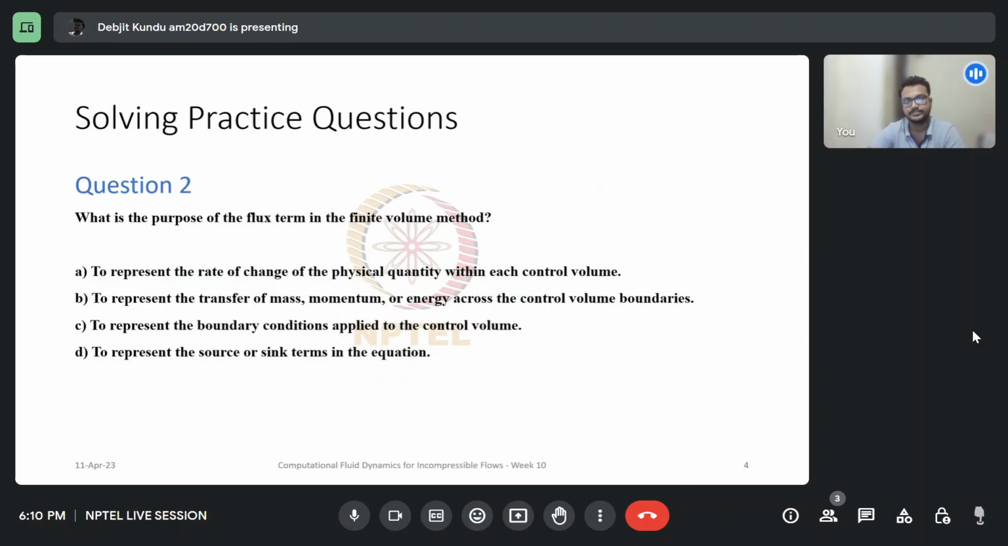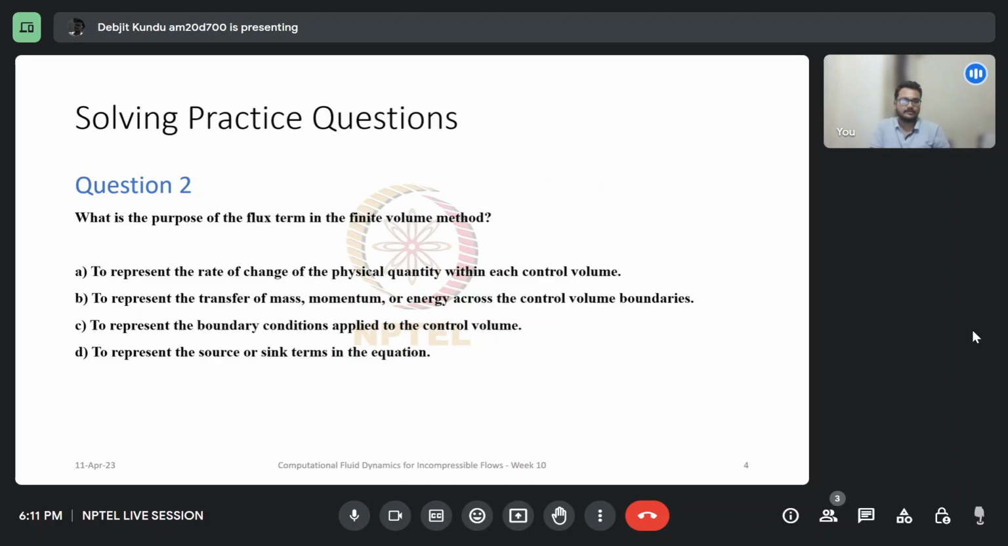So question number 2 is asking us, what is the purpose of the flux term in the finite volume method? Option A, to represent the rate of change of the physical quantity within each control volume? Option B, to represent the transfer of mass, momentum or energy across the control volume boundaries? Option C, to represent the boundary conditions applied to the control volume? Or option D, to represent the source or sink terms in the equation? So which one would it be? Read the options carefully and try to figure out the right answer to this question.